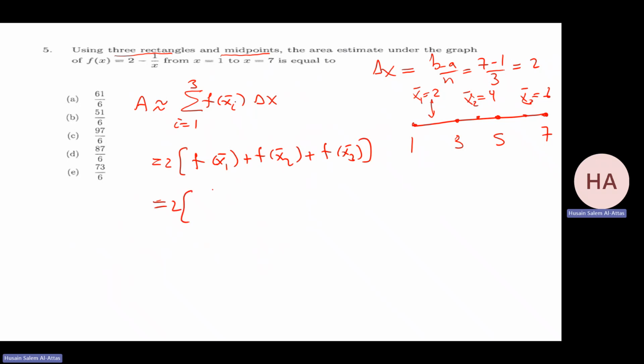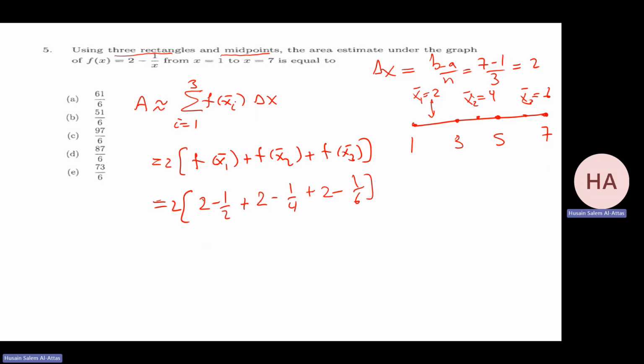That will be 2 times f of x1 bar, which means f of 2. F of 2 is 2 minus half. F of 4 is 2 minus 1 over 4. F of 6 will be what? This is fixed 2. 2 minus 1 over 4. For 6, that will be 2 minus 1 over 6.